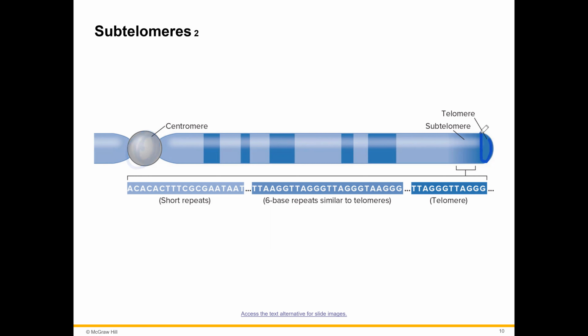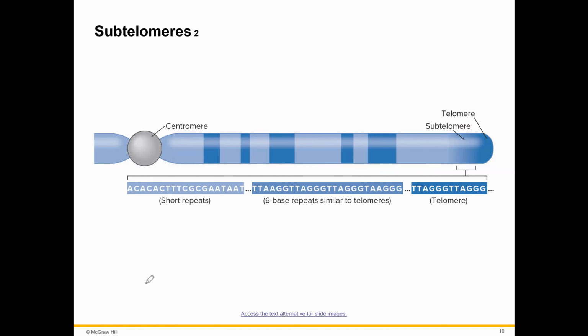Now, telomere is a repeat of TTAGGG. You see it shown here, TTAGGG, TTAGGG, and so on. And with each division, this telomere gets shorter. Under the telomere, you have the subtelomere. That's located between the centromere and telomere. And this is where you will have genes that code for proteins.